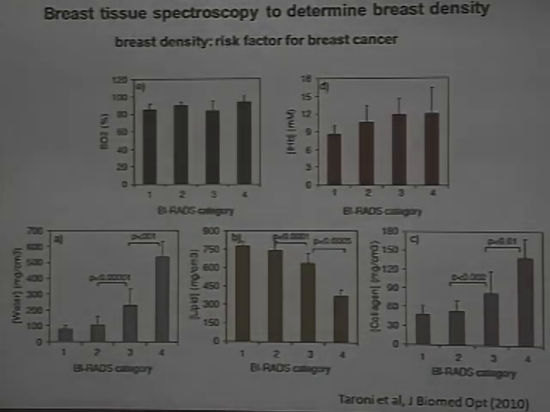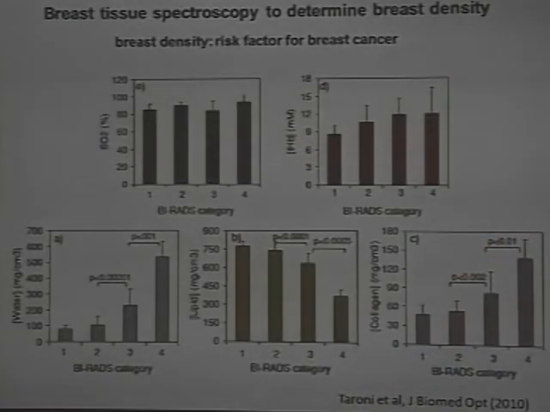So the group here at the Politecnico has measured the composition of breasts of many breast cancer patients, that is, of the normal breast tissue. And they have correlated the concentrations with breast density. Now, breast density is usually inferred from X-ray mammogram. If you get an X-ray mammogram, you have 4 categories, and the highest category is the dense breast. And breast density is a risk factor for breast cancer.